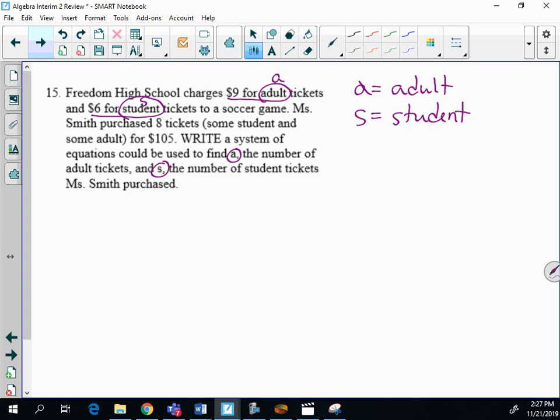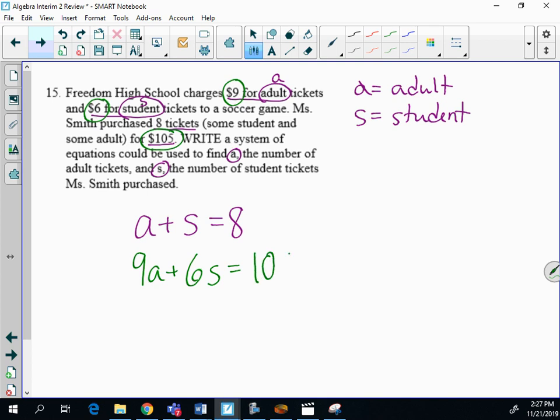Ms. Smith purchased 8 tickets, so some are student and some are adult. So that's my first equation, adult plus student equals 8. And she spent $105. Now all my dollars go together. So let's go back and retrieve $9 for the adult tickets, $6 for the student tickets, and the total amount is 105.